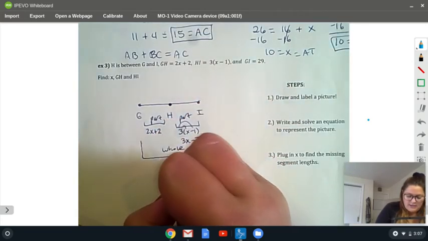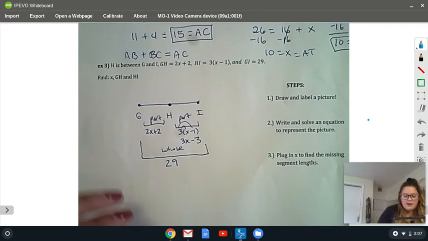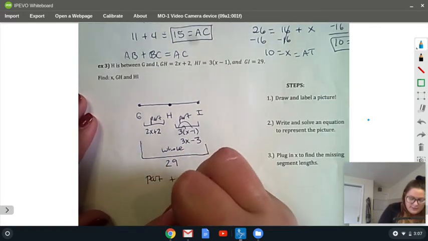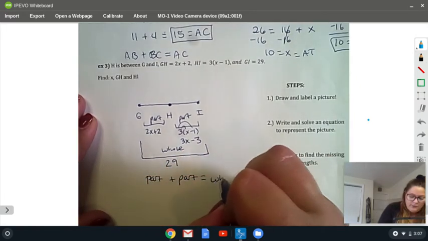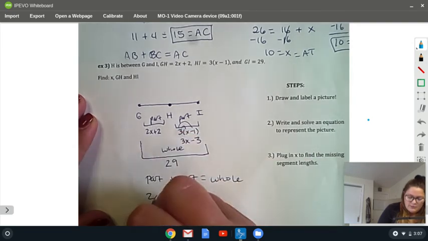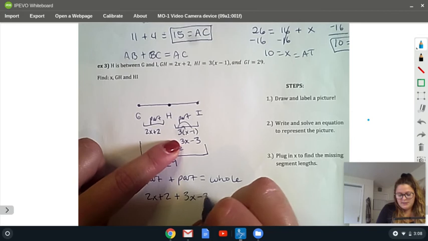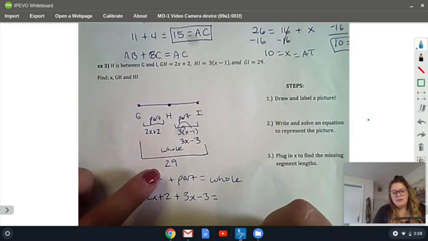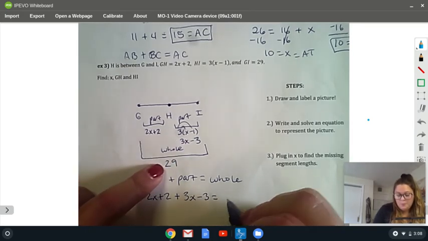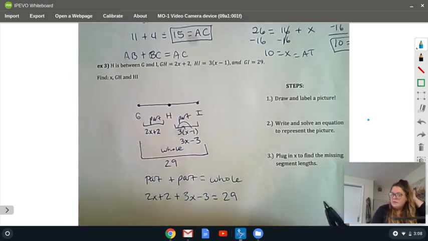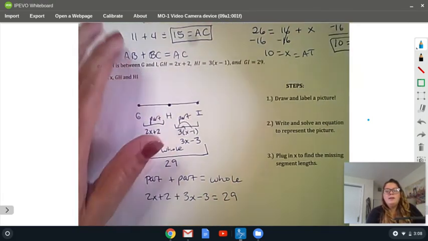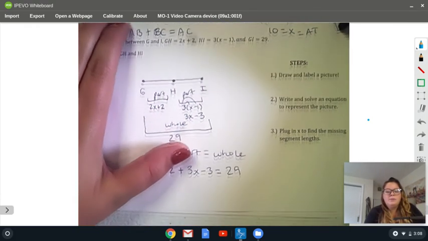GI is 29. So I have to do a part plus a part equals the whole. So my part is 2x plus 2. My second part is 3x minus 3. And my last part, my whole, is 29. So I've now written my equation. I did step 2, and now I'm going to solve it.